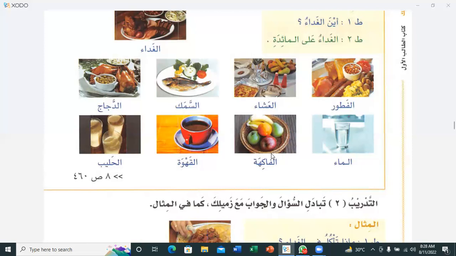Now, the answer is, I like mangoes and grapes in fruits. Ana uhibbu manju wa inab. Some people say ambaj or manju. In Pakistan, they say manju. Yes, mangoes is manju. Ana uhibbu or ana uridu. Ana uhibbu manju wa inab minal fawaki.